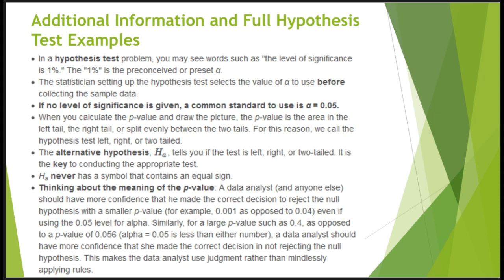When you calculate the p-value and draw the picture, remember that the p-value is the area in the left tail, the right tail, or it's split evenly between the two tails. For this reason, we call it the hypothesis test left, right, or two-tailed. The alternative hypothesis tells you if the test is left, right, or two-tailed. It's the key to conducting the appropriate test.